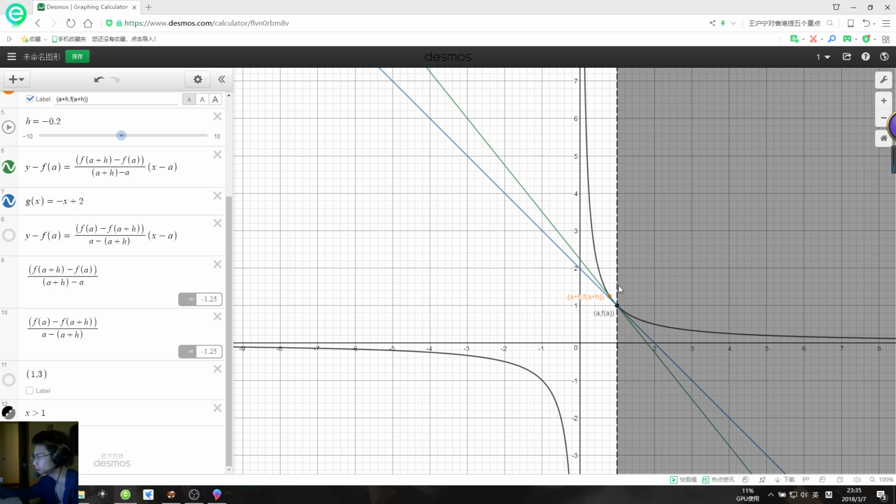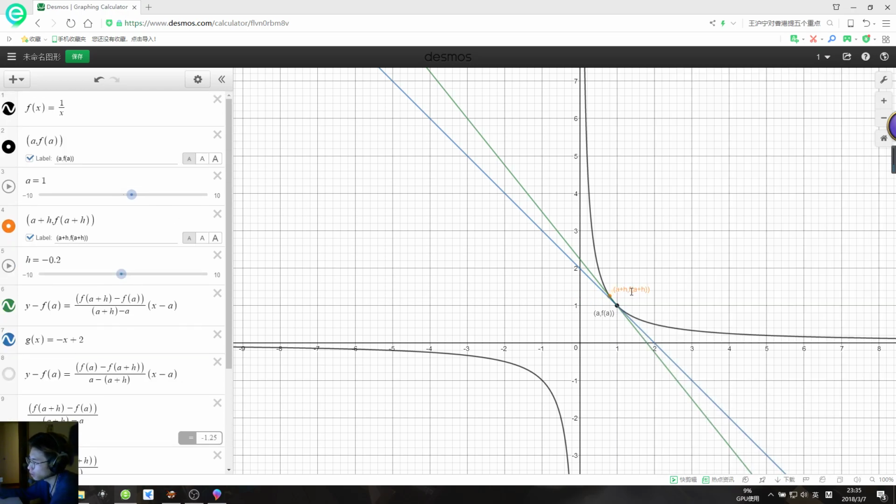If the values are close or the same, then that will probably be the right answer. And yeah, that's it.